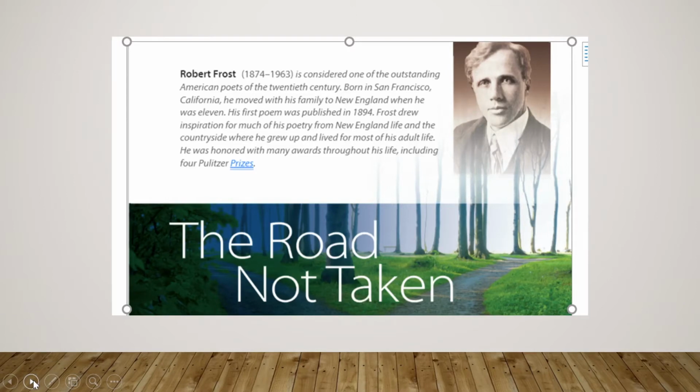Our next poet is Robert Frost. He is considered one of the outstanding American poets of the 20th century. He was born in California and moved with his family to New England when he was 11 and where he spent most of his life. His first poem was published in 1894. Frost drew inspiration for much of his poetry from New England life and the countryside where he grew up and lived. He was honored with many awards throughout his life, including 4 Pulitzer Prizes. The poem we're going to be reading of his is entitled The Road Not Taken, also a very popular poem.